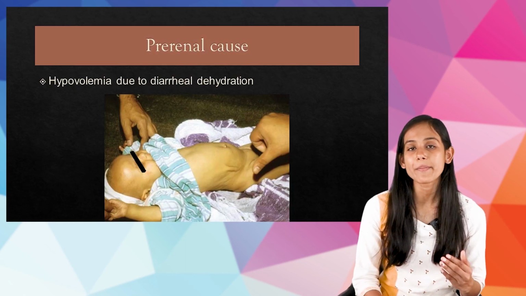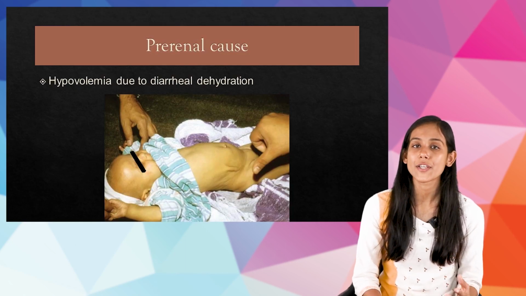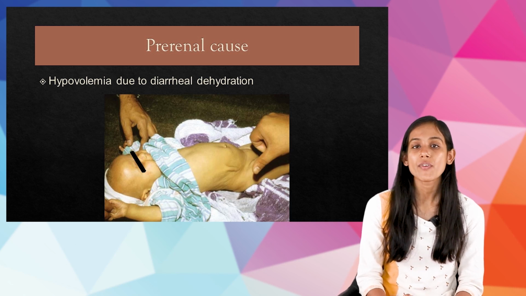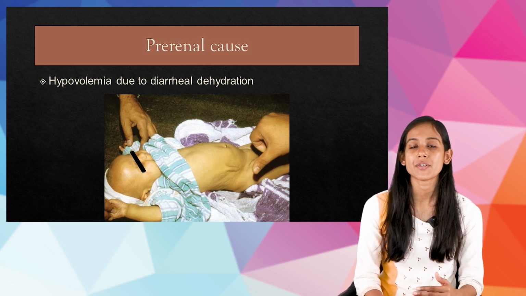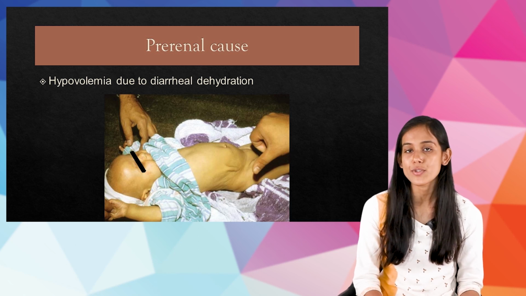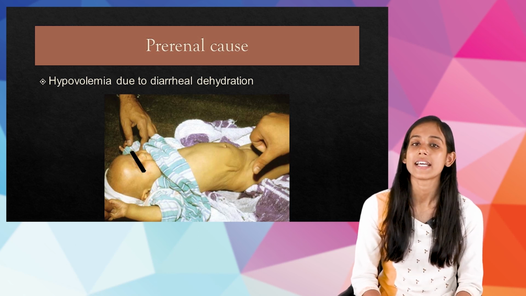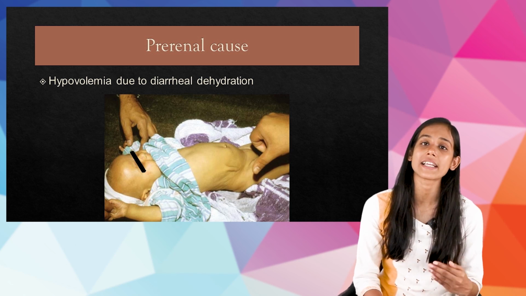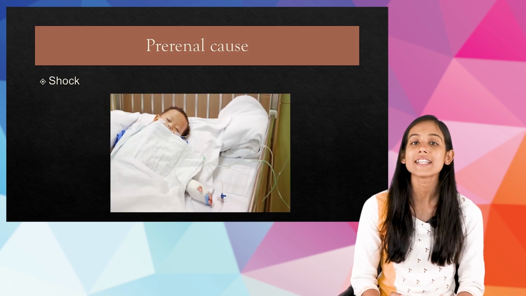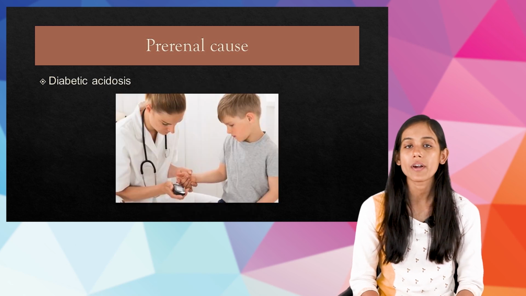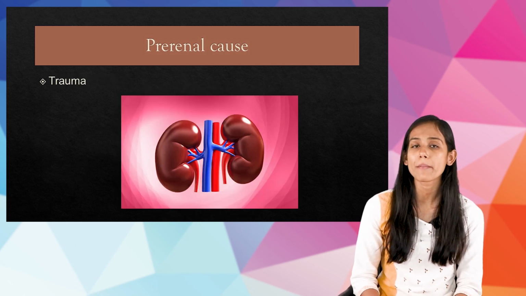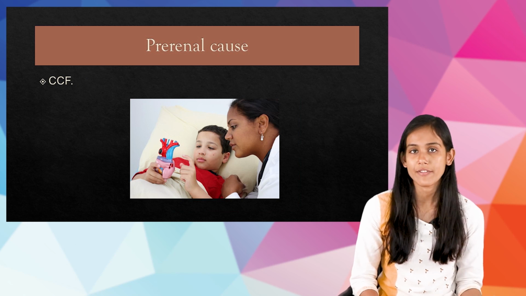Let us see what the pre-renal causes are that can cause acute renal failure in children. The first is hypovolemia related to diarrheal dehydration. If there is dehydration due to diarrhea, there can be hypovolemia that can in turn cause acute renal failure. And then shock, burns or diabetic acidosis, and then trauma, hemorrhage or congestive cardiac failure, etc. These are considered pre-renal causes, and they can cause hypovolemia, and due to that there might be acute renal failure in children.